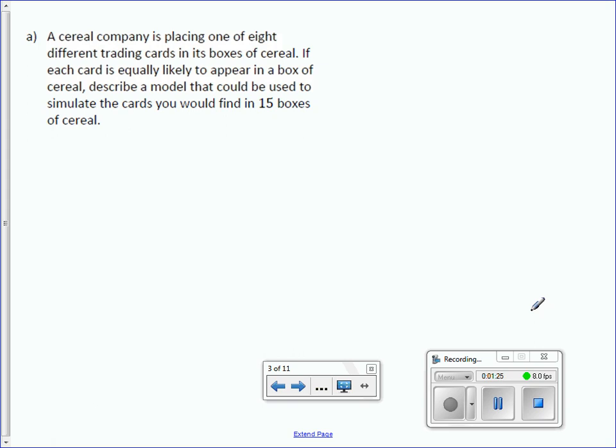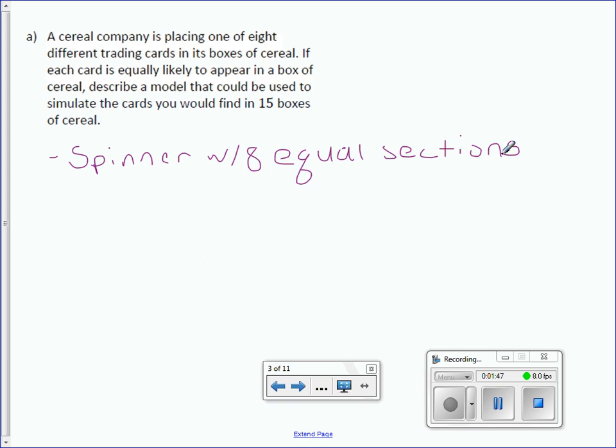So one way you could do that, if there are 8 different cards, is you could have a spinner. So we could have a spinner with 8 equal sections, and they would be equal because it says that each card is equally likely to occur. So a spinner with 8 equal sections, we could even say numbered 1 through 8. Each number representing a different card.